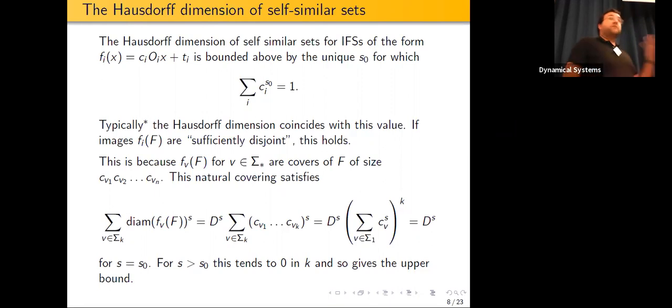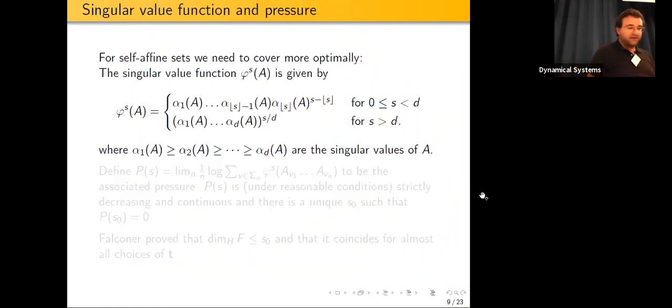But for self-similar sets, it's quite easy because you just take the set and you scale it down. Maybe you rotate it a bit or flip it around a bit. But for self-affine sets, it becomes more complicated because you have just a general matrix. So it can skew in different directions. You have different singular values of it.